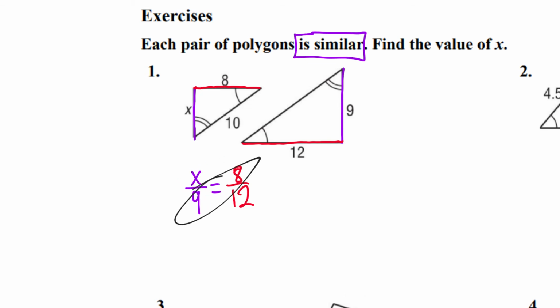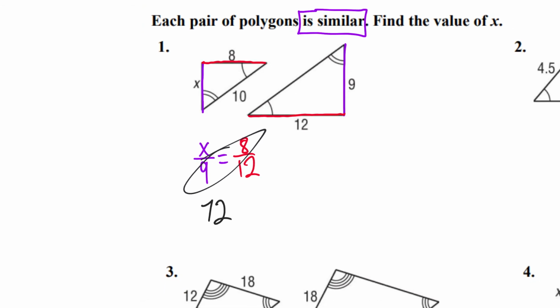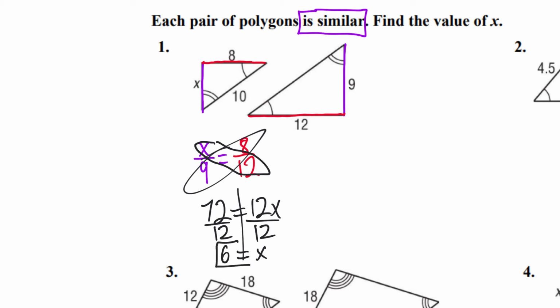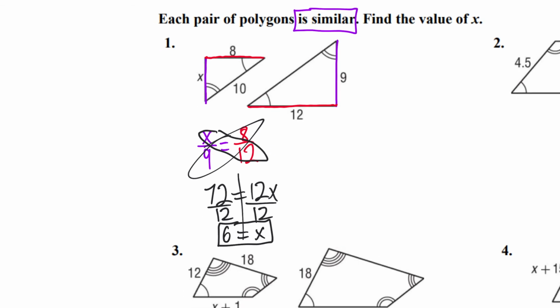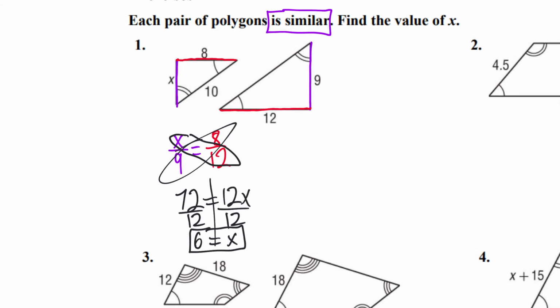So I'm going to cross multiply just like we did yesterday. What's 9 times 8? It's 72. What's x times 12? 12x. Divide both sides by 12. And what does x equal? 6. Good. X equals 6.